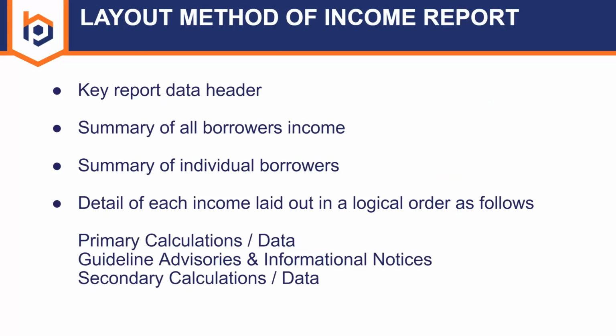The new report layout will be key report header data, a summary of all borrowers' income, summary of individual borrowers, and then a detail of each income laid out in a logical order as follows: the primary calculations and data information, guidelines and advisories and informational notices, and secondary calculations and data.